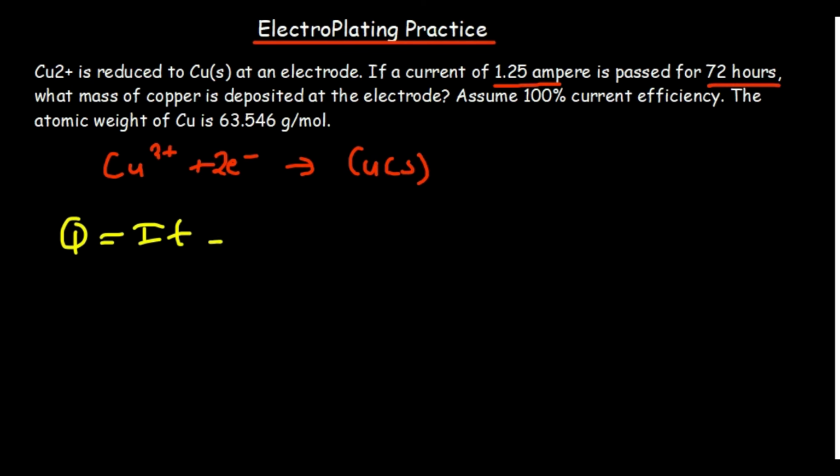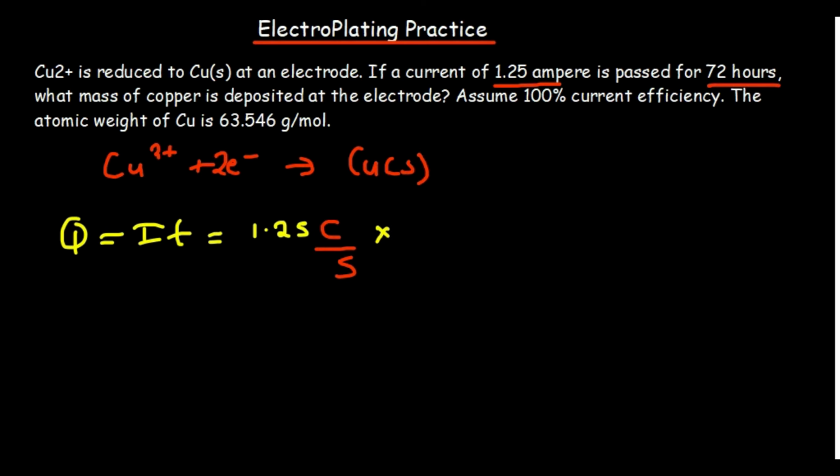So with that understanding, in this case our current has been given to be 1.25 ampere, and then we have time. Okay, so the time we've been told is 72 hours. So now what you need to understand is the fact that ampere is the same as coulomb per second. That's why we say current is actually the rate of flow of charge. Okay. So coulomb per second. So we need our time to be in seconds.